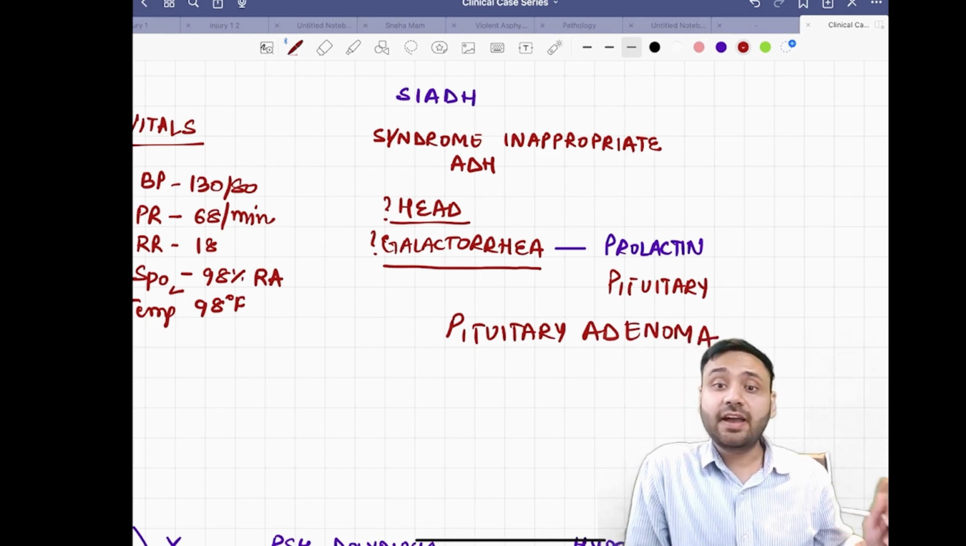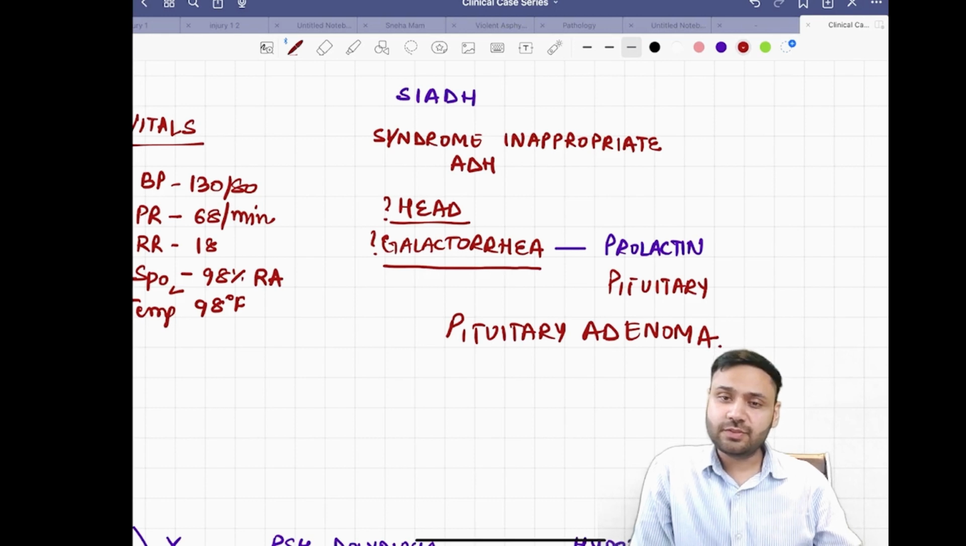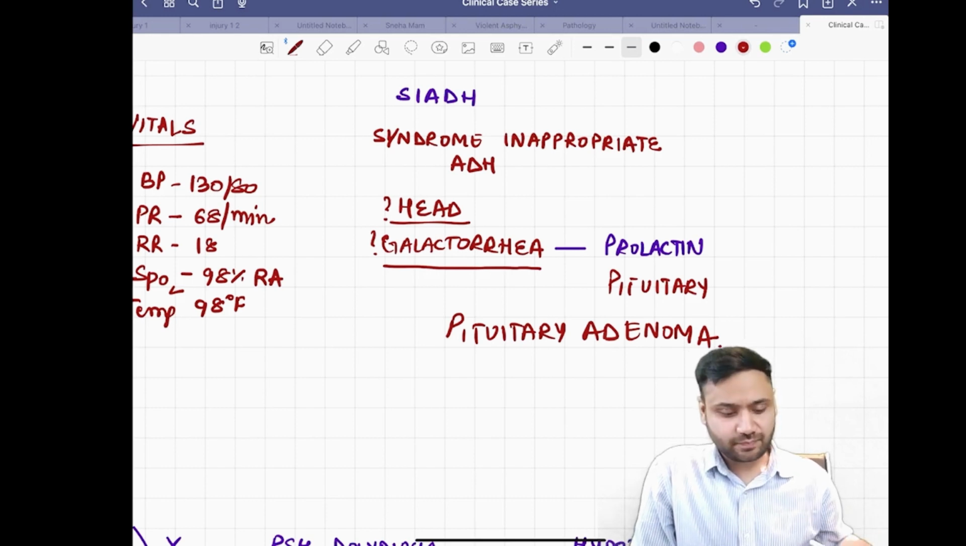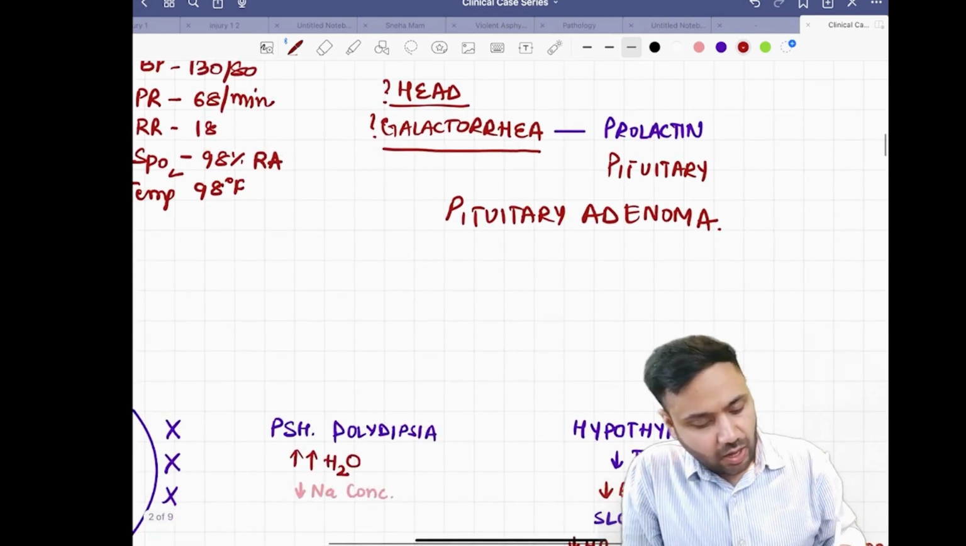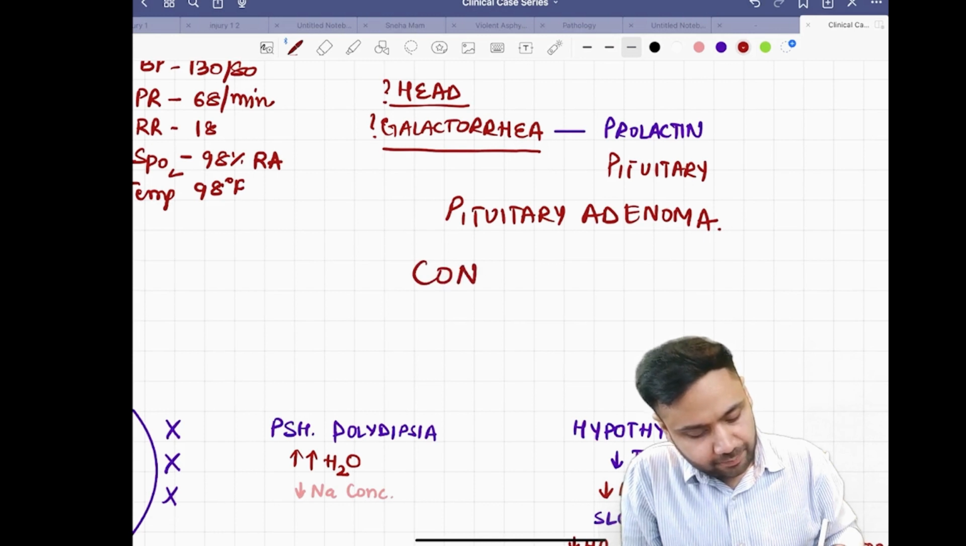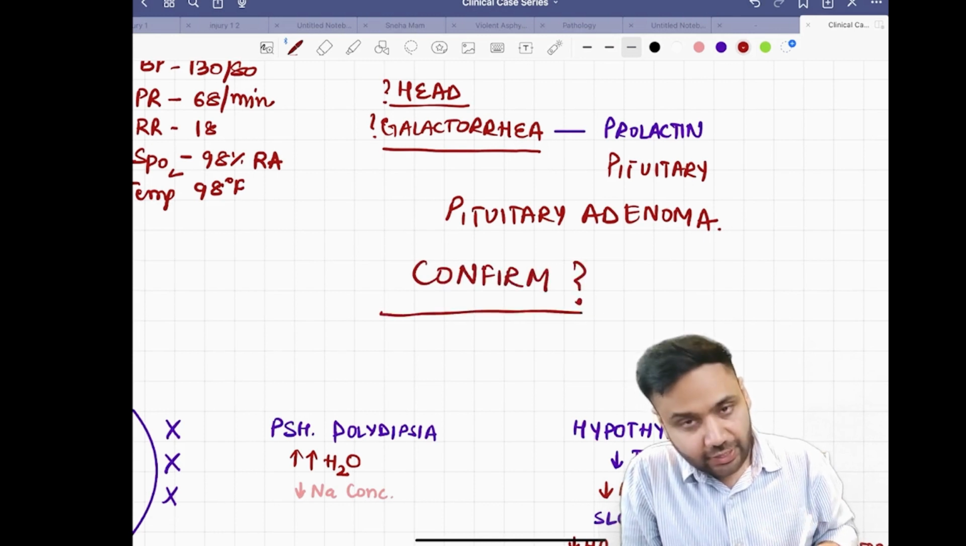So, I have a question for all of you. This is where the discussion ends. How can you confirm the diagnosis of pituitary adenoma?